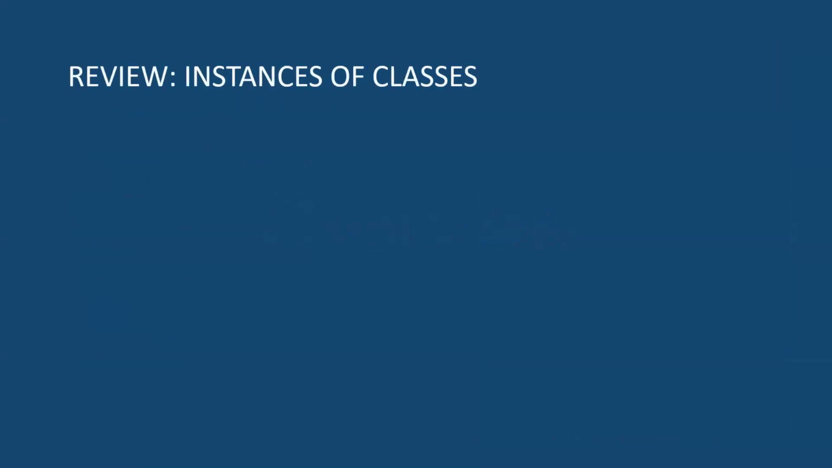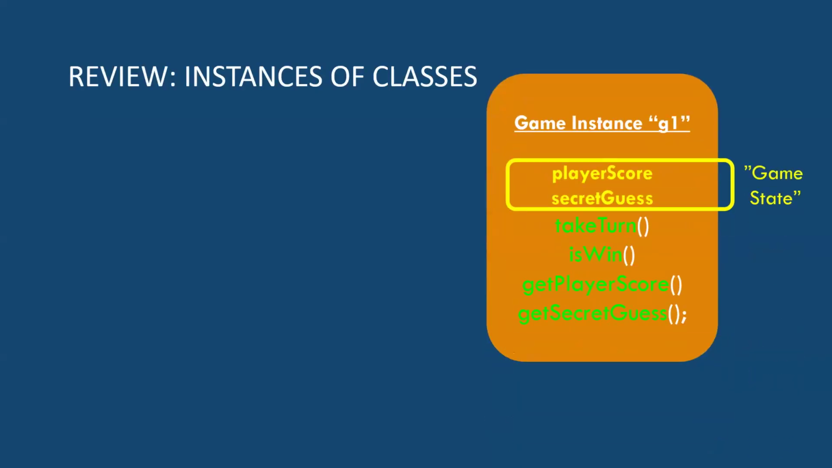So, quick overview. Remember we talked about this idea of, wouldn't it be cool if we could come up with an instance that had most of the common things in all the board games that we have thought about or worked on, like rock, paper, scissors, tic-tac-toe, chess, checkers? They all have a score. Maybe there are certain things like a secret guess that's unique to them. But they all have a take turn and is win and some common getters and setters.